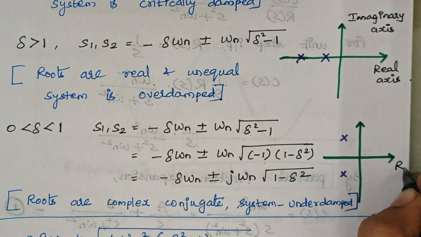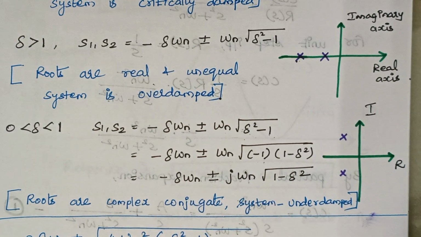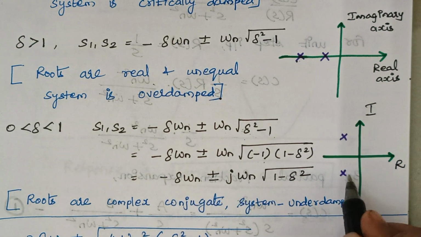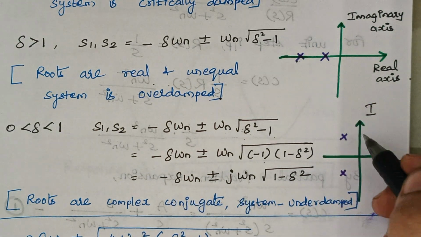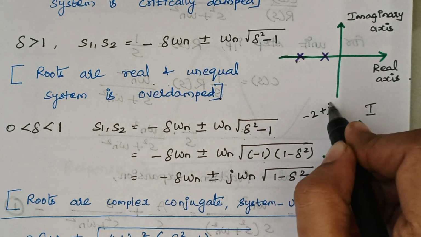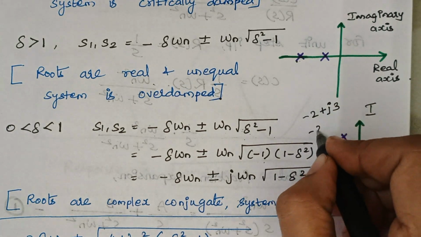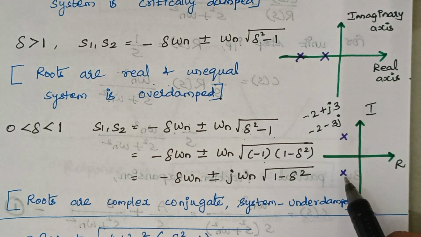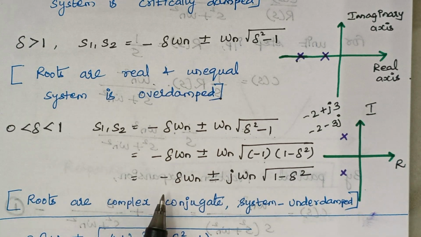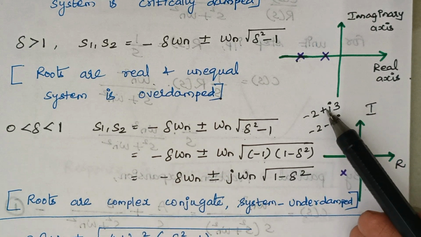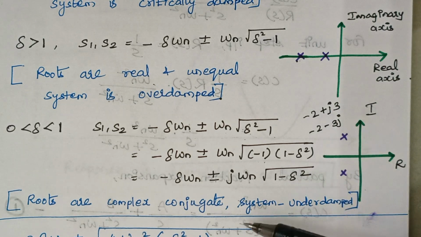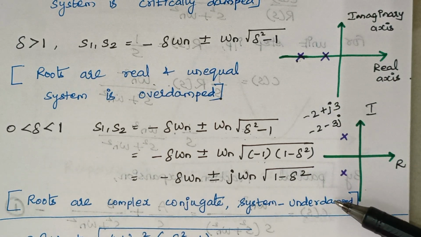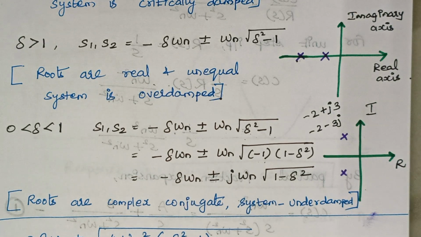So again, this is your real axis and this is your imaginary axis, and when you locate the roots, you will have values like this. For example, I am telling just like this, minus 2 plus 3j and minus 2 minus 3j. For example, okay, these are the two roots and I am locating them here. So when you have roots like this, then the system is said to be underdamped system. So here the roots are complex conjugate. That is, one is with a plus sign and another is with a minus sign. And this system is said to be an underdamped system. Right.